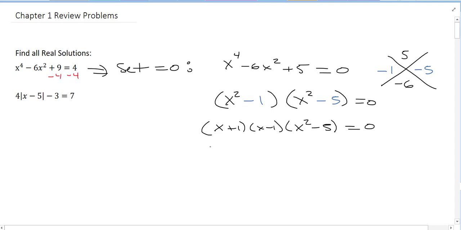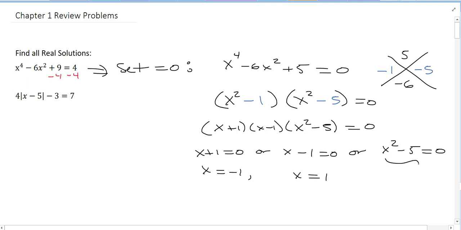And we're going to use the zero product property here. So either x plus 1 is 0, or x minus 1 is 0, or x squared minus 5 is 0. This one tells me x is negative 1. This one says x is 1. What about this one? We can move the 5 over. So I'm going to have x squared equals 5. And now we can take the square root of both sides. Now, I am taking the square root of a variable. So remember, anytime you take the square root of a variable, we gain a plus or minus. So this becomes x equals plus or minus the square root of 5.